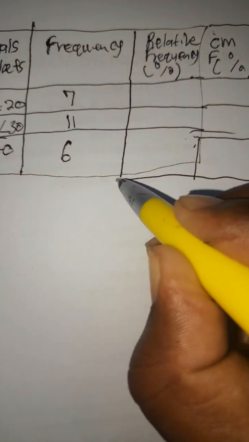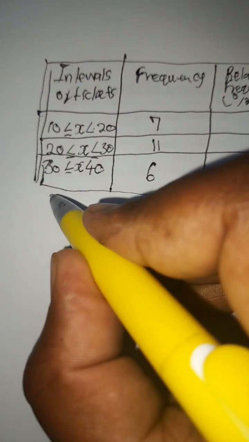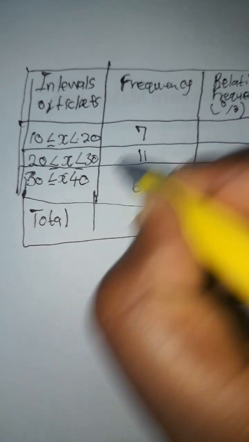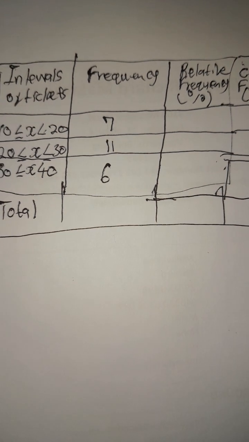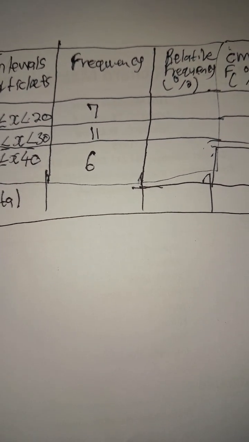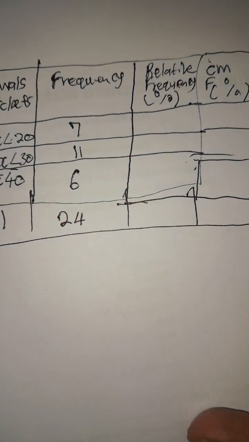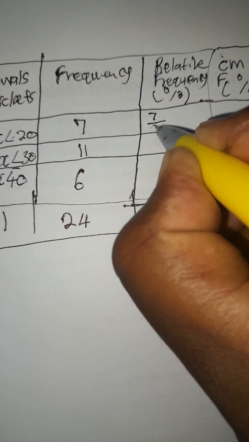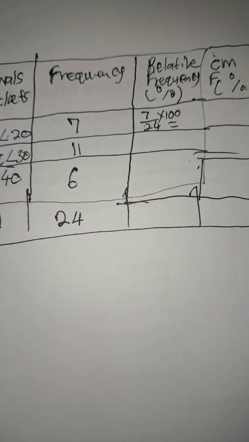So what are we going to do? Well, we need to find the relative frequency. To find it, let's find the total here. Remember, this table of yours must be neat, not ugly like mine. The total is the number of tickets sold by 24 volunteers. If you say 7 plus 11 plus 6, that's 24. It's also given in the statement. To find the relative frequency, we say frequency divided by the total number of volunteers, multiplied by 100.